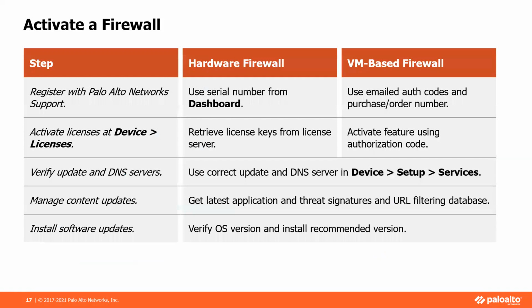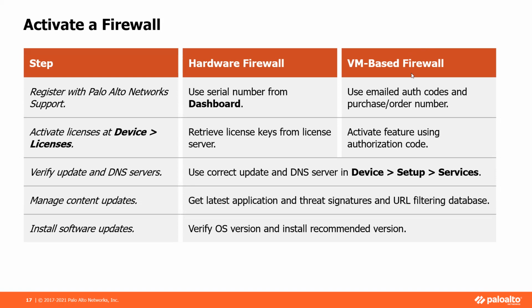All right, last but not least, when you get a firewall up to date, there's a couple different ways to get licensing from Palo Alto. So if you're dealing with a hardware firewall, you need to go grab the serial number from the dashboard page. You guys remember that's the first page that pops up. You also have the option of retrieving license keys from the license server. You can do this by clicking activate.